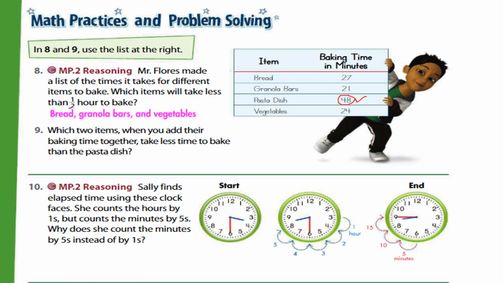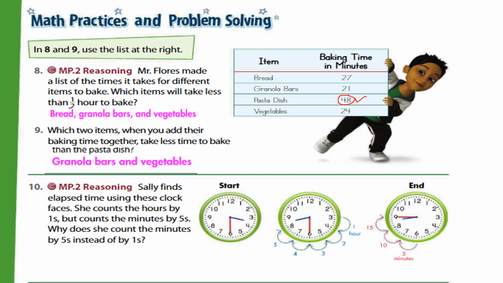So take your time, pause this video and start adding the two numbers one by one and see which sum is less than 48. So I hope you are done. Excellent. It is granola bars and vegetables. Very good. Okay, question 10.